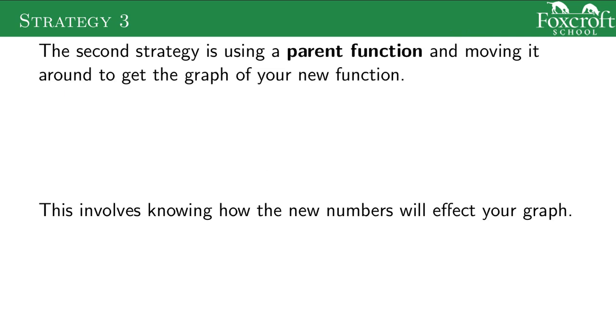All right, the third strategy. Third strategy we learned is using a parent function and then moving it around to get the graph of your new function. We didn't word it this way when we originally learned it, but this is what we're doing. So if we know what the graph of the square root of x looks like, we can graph this function by just knowing what happens when I do these numbers. All right, what do these numbers do? And these are the graph transformations. All right, so we'll talk about these when we do examples.